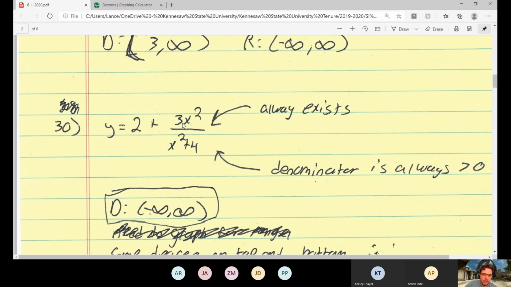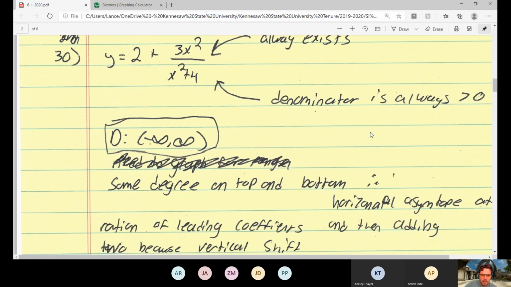And the numerator, if you have a natural log function, you have to check that out too, or a radical function. Make sure it always exists.